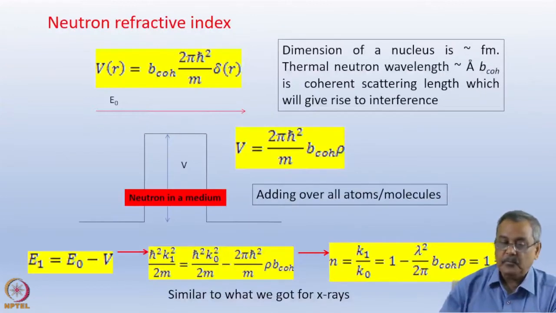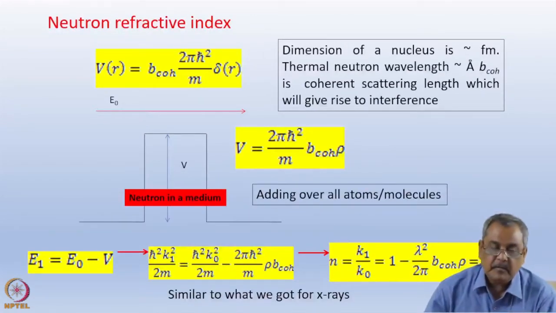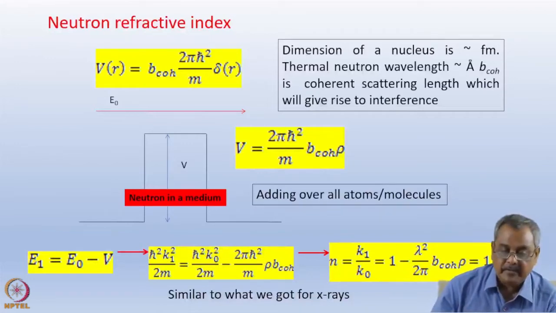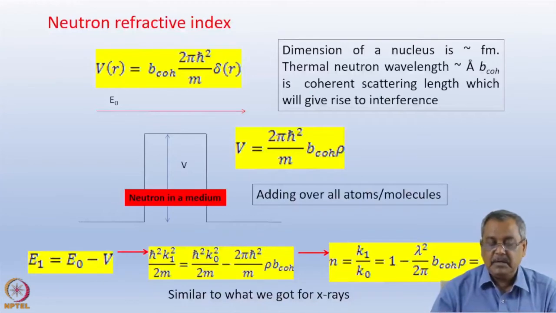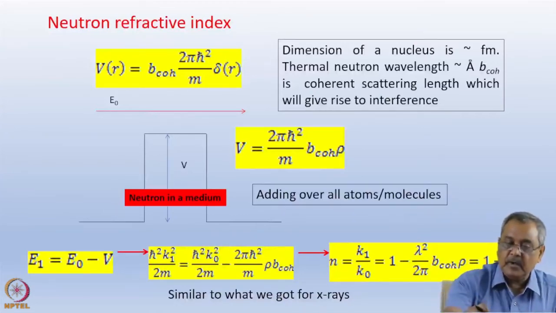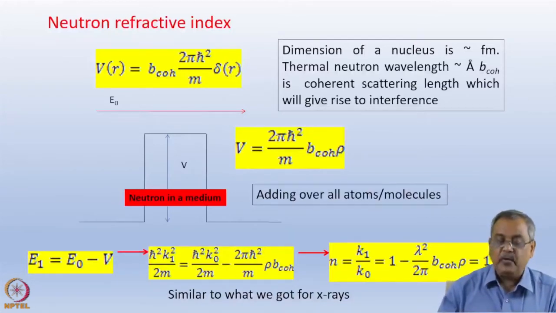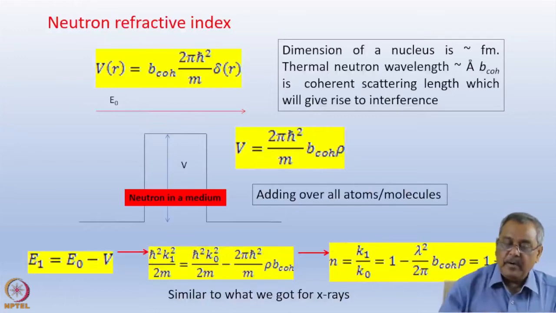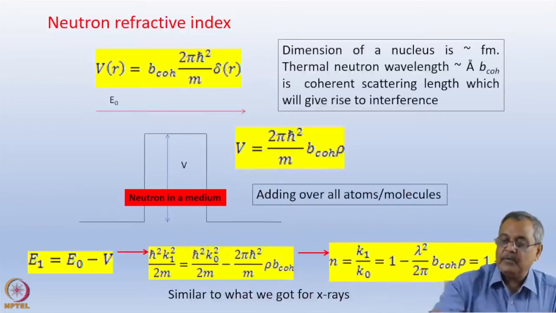Now let's come to neutron. We have discussed in our lectures in the basics that V of r, the potential given by one neutron, is 2 pi h square by m delta r into b. It's a constant value, b coherent. We wrote b coherent basically as the average scattering length, which gives us diffraction. And this logic I have used earlier.